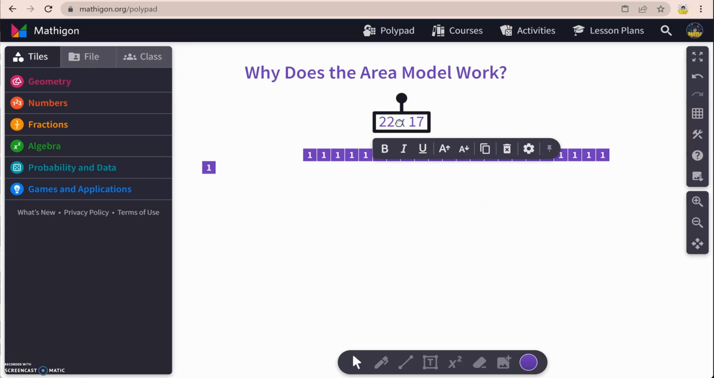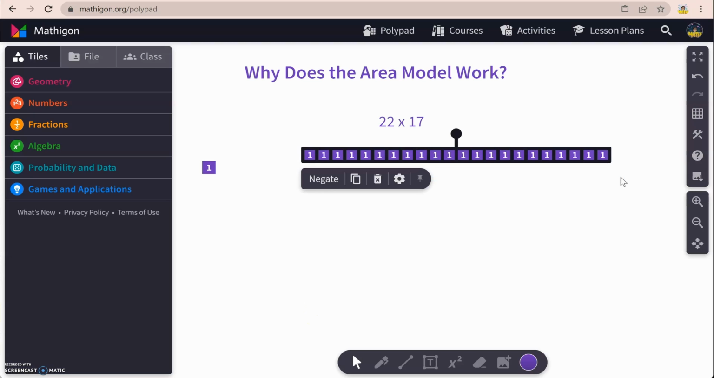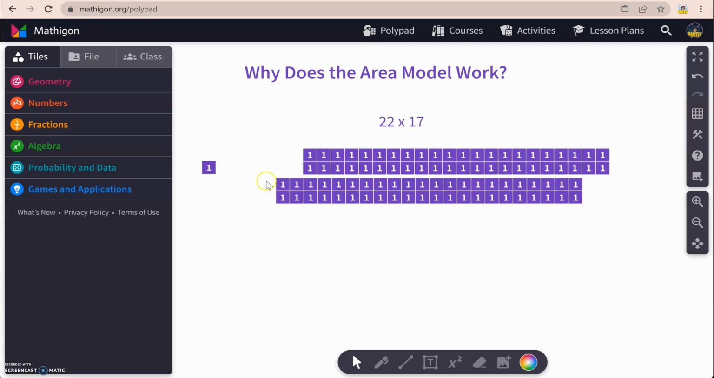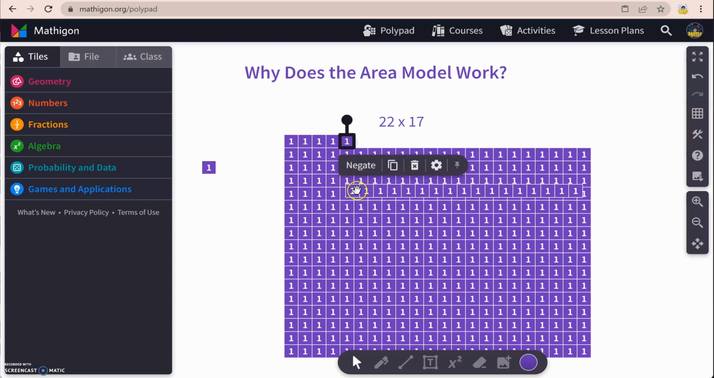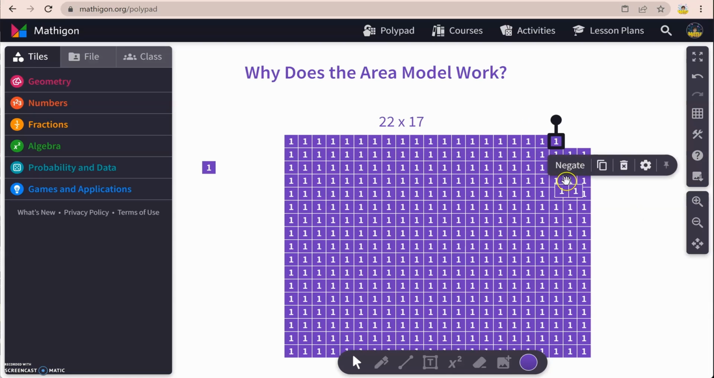So if I wanted to say, let's do 22 times 17, then what we need is 22 along the top, that's what we have, and 17 along the side. So let's make 17 copies of this, 17 22s, or 22 17 times. All right, so now we have 17 rows of 22 squares of size 1. So we have 22 times 17 square units.